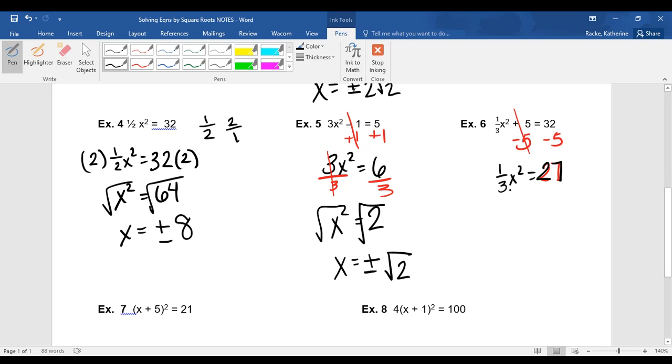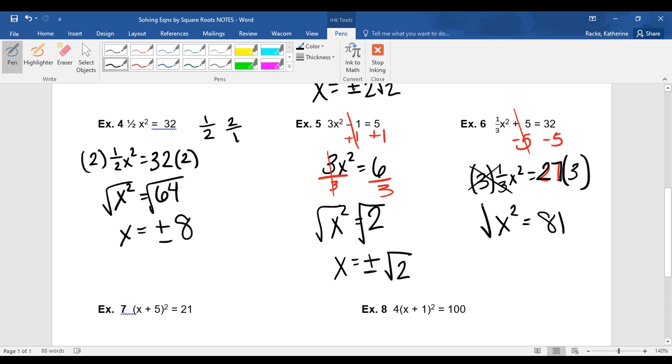Same thing with this fraction. Whenever you have a fraction, to get rid of it, you need to flip it. So I'm going to flip 1/3 to give me 3/1. 3 divided by 1 is just 3. So I'm going to multiply both sides by 3. This cancels out. I get x squared equals 27 times 3, which is 81.